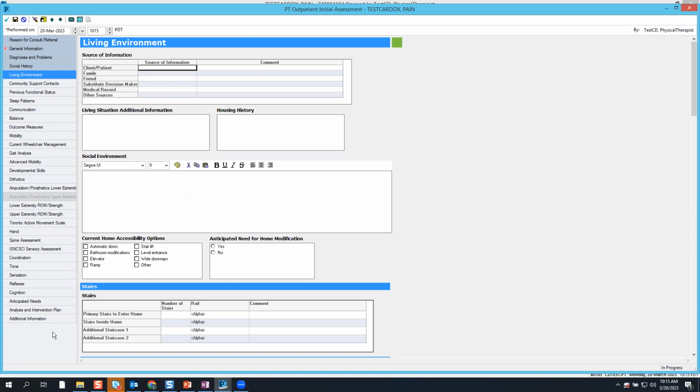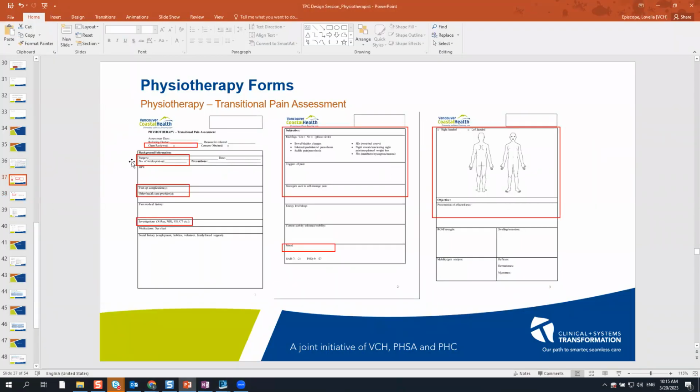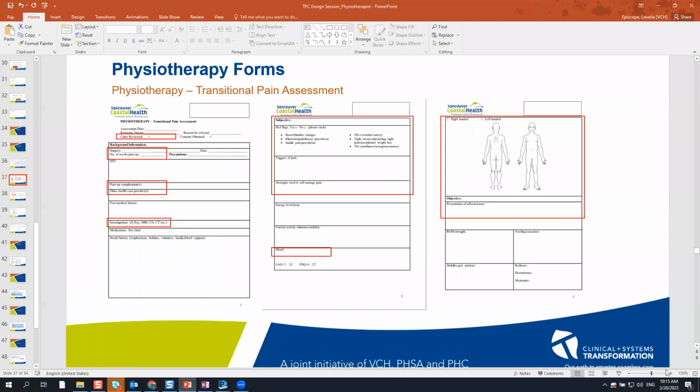Okay. Yeah. So based on this power form and the one that you had sent us, these are the red boxes that are missing from it. Okay. So the complications, post-op, sorry if you can't, it's too tiny there. It's okay. Yeah, I can. And then there's no diagram in the form as well.